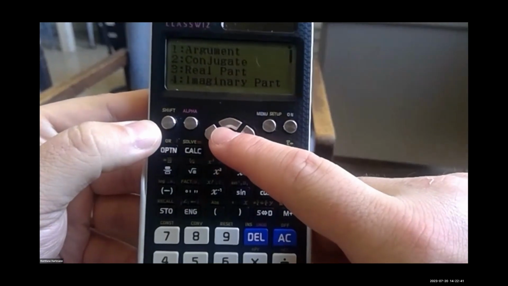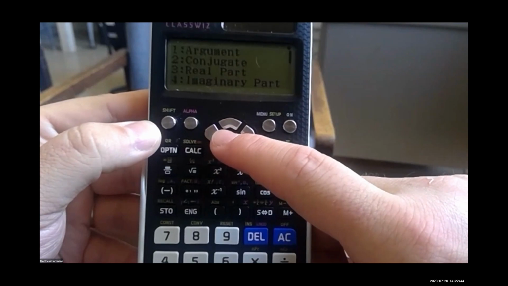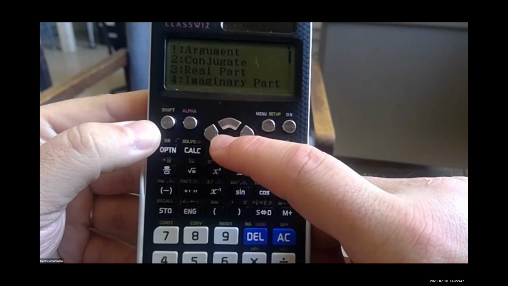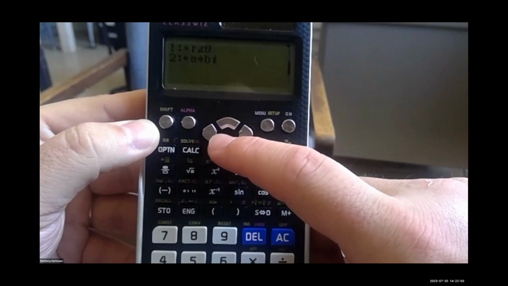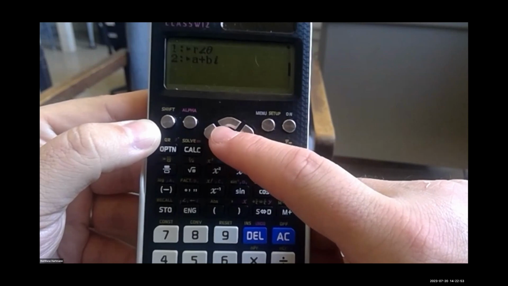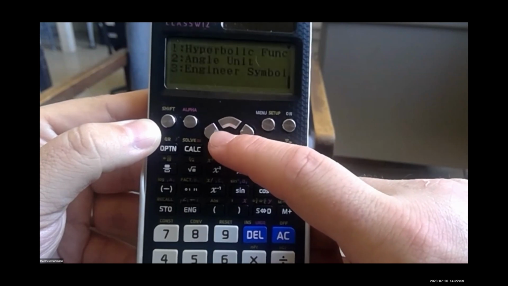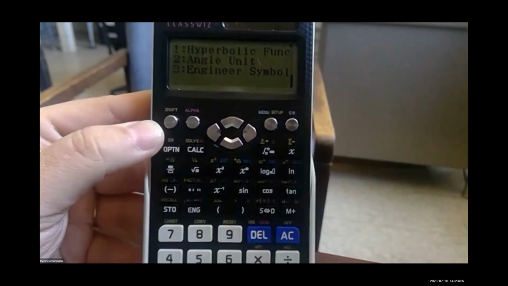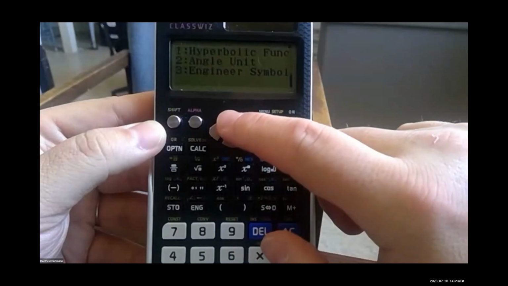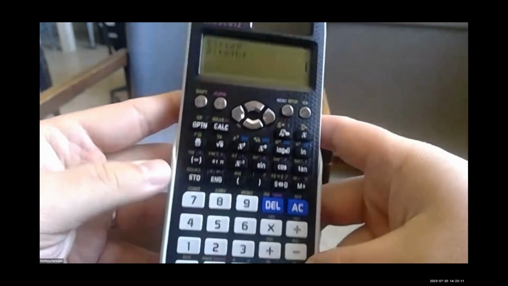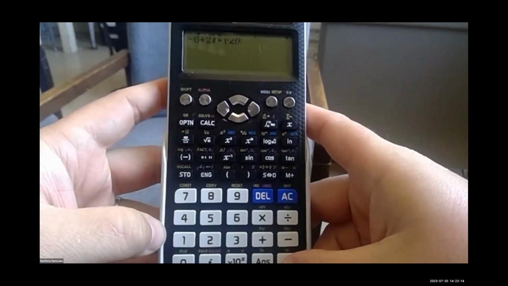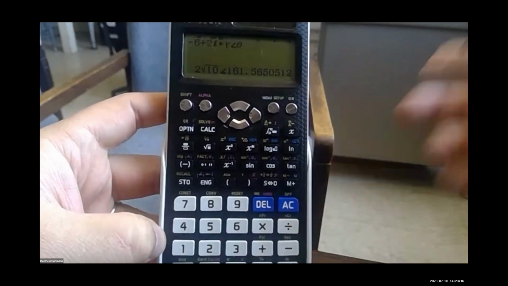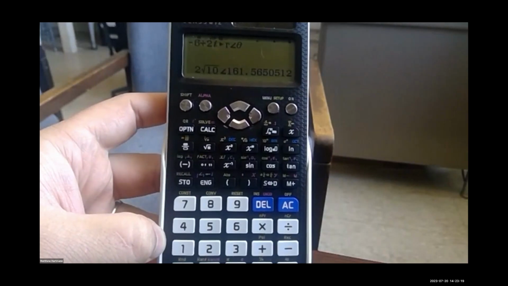So option 1 is the argument or the angle. Option 2 is the conjugate operation. 3 returns the real part. 4 returns the imaginary part. Scroll down to the next screen. Option 1 converts to polar form. Option 2 converts to rectangular form. And then I can change my hyperbolic function, engineering symbol, and angle unit. I've never used any of those operations, so I'm going to go back up and press option number 1. Press equal. And once again, I get 2 square root of 10, angle 161.565, just like we did with the other calculators.